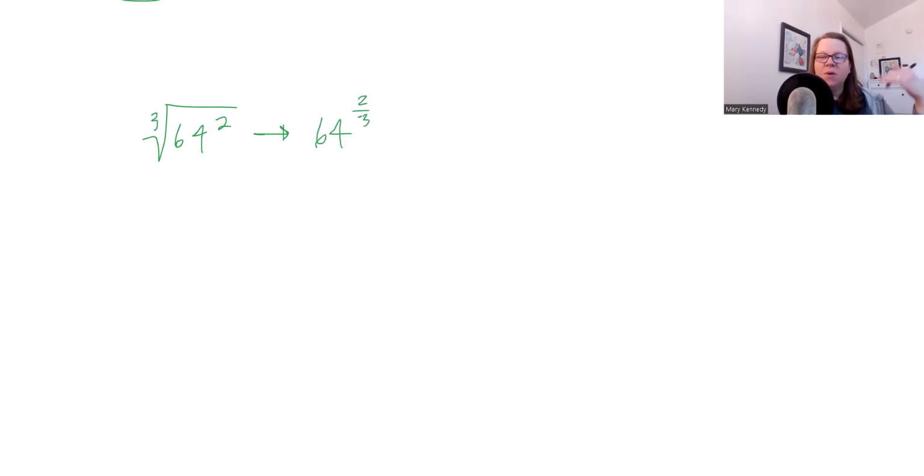Think of that as some smaller number raised to an exponent. So maybe you're thinking 8 squared, right? That's the first thing I think of. 8 times 8 is 64. 8 squared to the 2/3 power. Well, when I multiply those fractions, I get 8 to the 4/3 power.